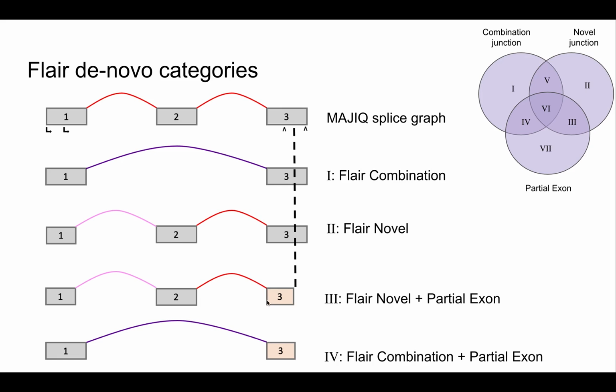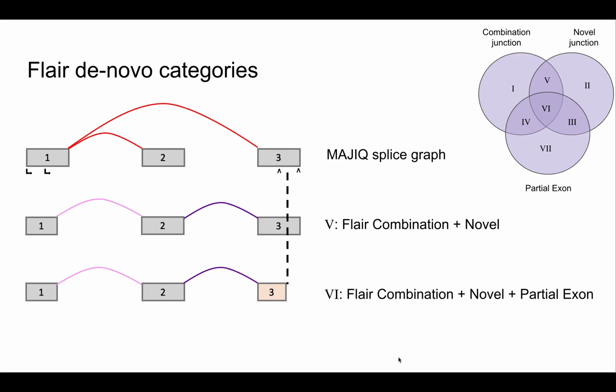We also define partial exon. Partial exon means the start or the end of the exon of the transcript is different from the transcription start site or transcription end site. Therefore, partial exon can be only in the first exon or the last exon. Roman number 3 shows when there is both FLAIR novel and partial exon. Roman number 4 shows when there is both combination and partial exon. Similarly, Roman number 5 falls into the case when there is both combination and novel, and Roman number 6 is when there are all three of them.